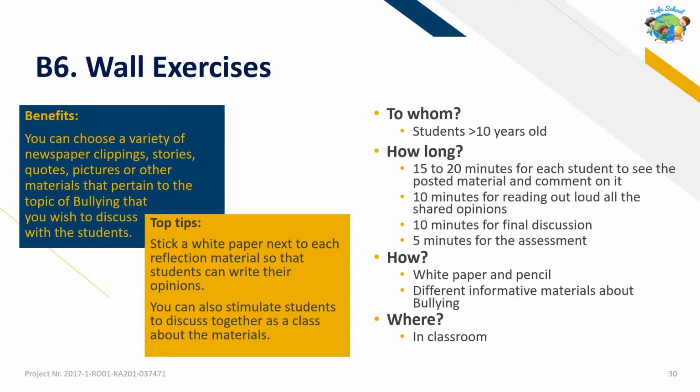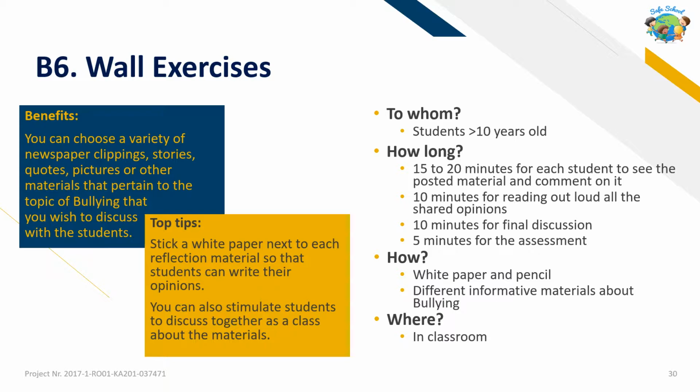Reflection activity number 6, WOW exercises. This activity aims to promote children's capacity to analyze different materials about bullying, namely, to reflect about them and about what makes them feel, and to express their opinions. This activity is best used with students over 10 years old, since this activity requires the capacity to express their feelings through writing.